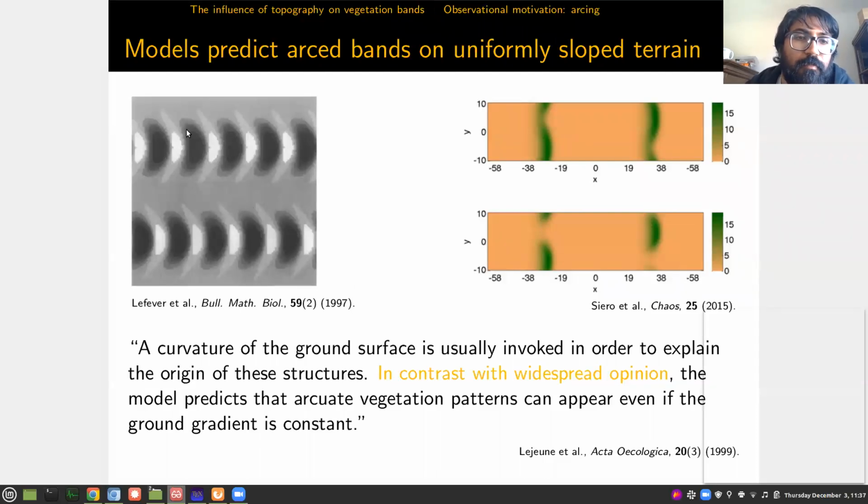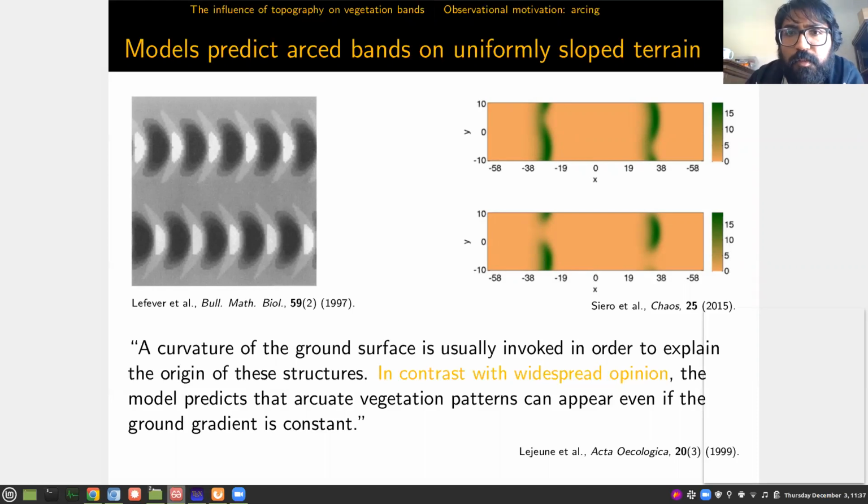almost 50 years later, mathematicians and physicists came along and tried to do some modeling. What they noticed is that in the models they were producing, they could get these arcs in the vegetation bands without having any variation in the topography other than a uniform slope. Okay, so this was appearing in the first models, and then people studied this in more detail in later models. But the modelers came to this realization that we don't need to worry about variations in topography. We can just consider a uniform hill slope, and we can still see this.